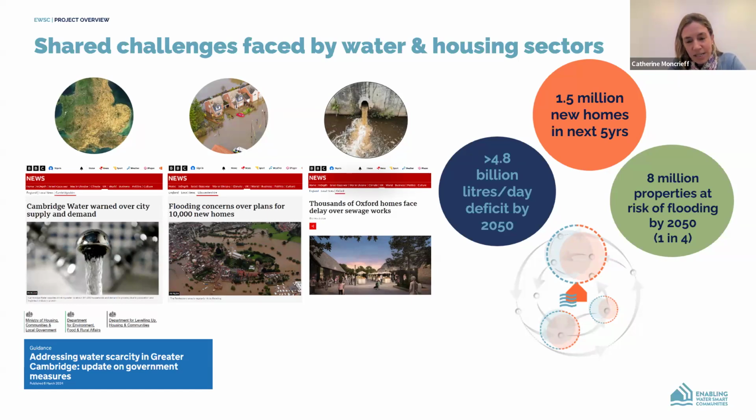The project is looking at ways that we can overcome these issues to housing growth and looking at these issues in a holistic and integrated way. It's also looking at how we can mainstream smart approaches such as water reuse, rainwater harvesting, and sustainable drainage into all new homes.